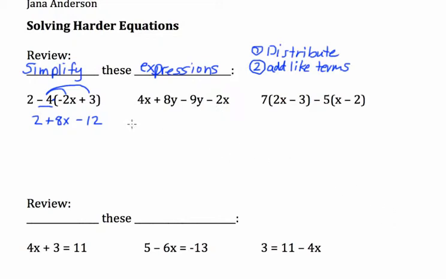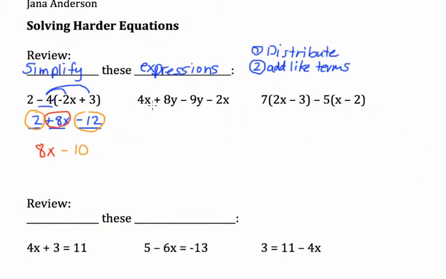Now I have 3 terms, a 2, a positive 8x, and a negative 12. Okay, first thing, let's do the x's. I just have one term with an x in it. And then I have 2 constant terms, 2 and negative 12. Think money. You have $2, you lose 12, you're now 10 in the hole. 8x minus 10.